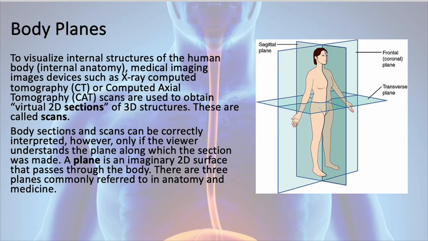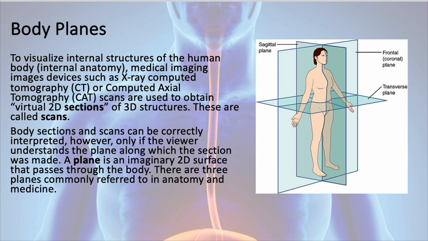Okay, let's move on to body planes. Body planes are used to visualize internal structures of the human body, or the internal anatomy. This is particularly pertinent for medical imaging. Imaging devices such as CAT scans, CT scans, also known as X-ray computed tomography, are used to obtain virtual 2D sections of 3D structures, and these are called scans. So we're able to visualize internal structures in slices, if you will, using this type of imaging.